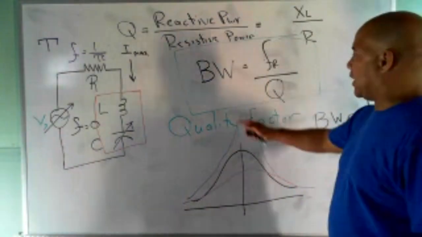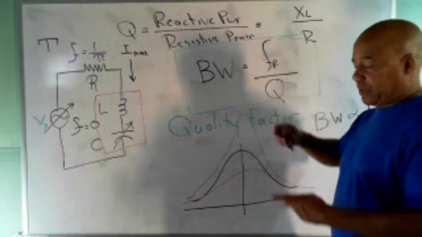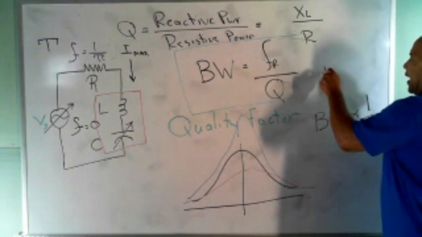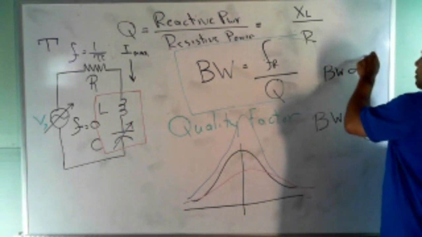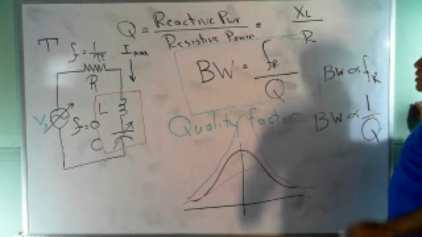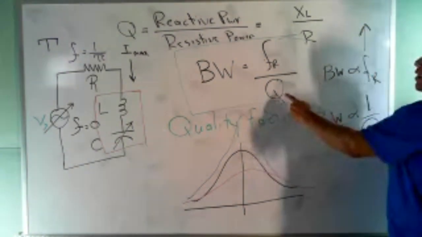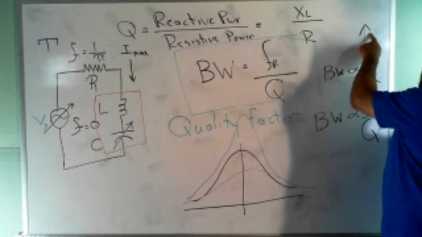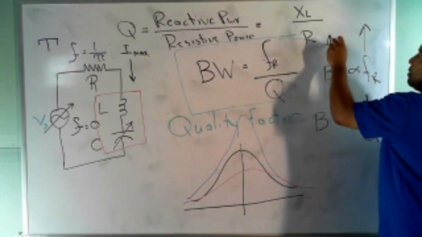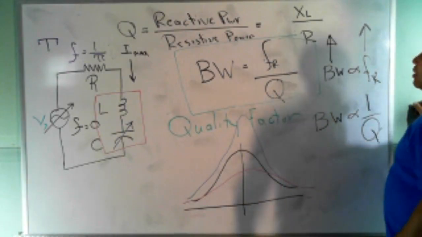The other thing, though, is the relationship between bandwidth and resonant frequency. So bandwidth is directly related to resonant frequency. The higher my resonant frequency, for a given Q, that is, if I hold this steady, the higher my bandwidth.